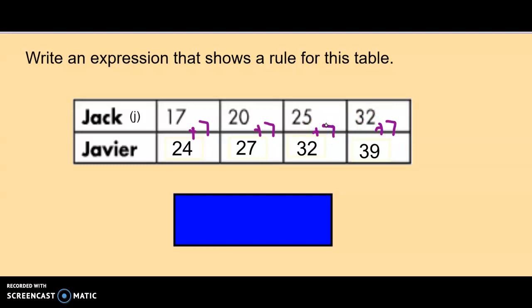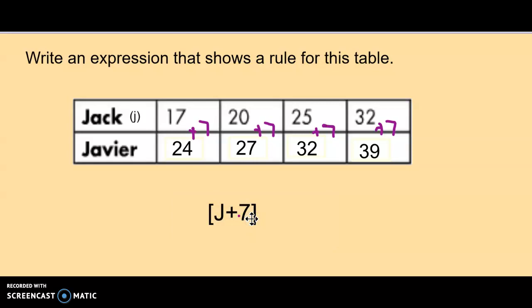So our expression would be, we need a variable, we need a math operation, add, subtract, multiply, divide, and we need a number. We already know it's plus 7. So in order to make that expression, it would be J for Jack plus 7. Okay, let's look at another example.